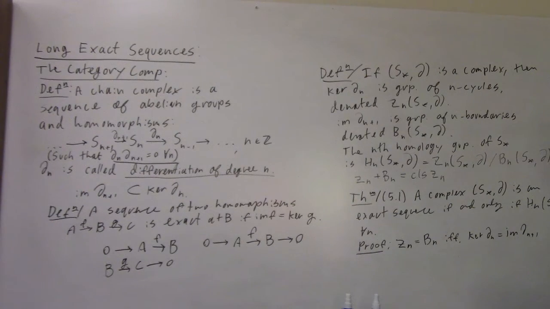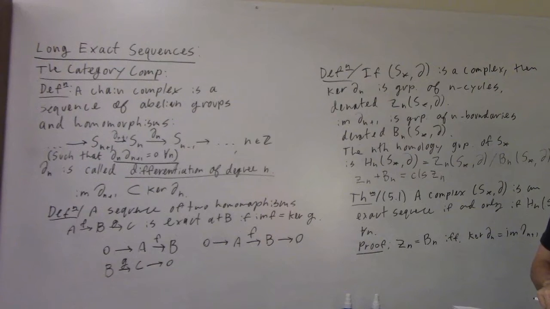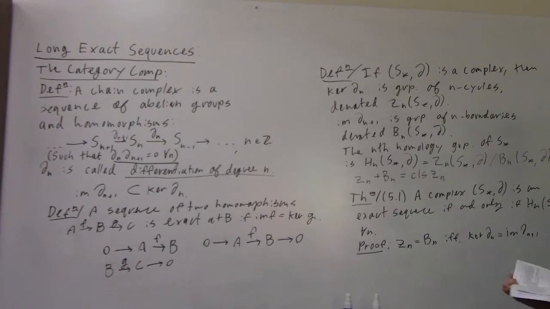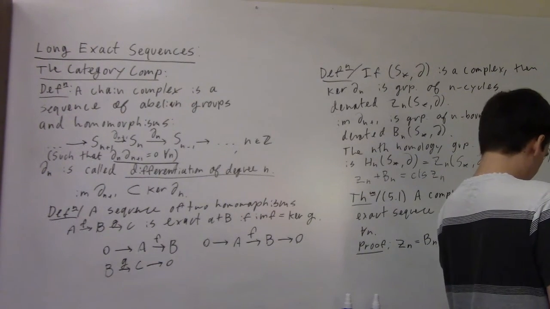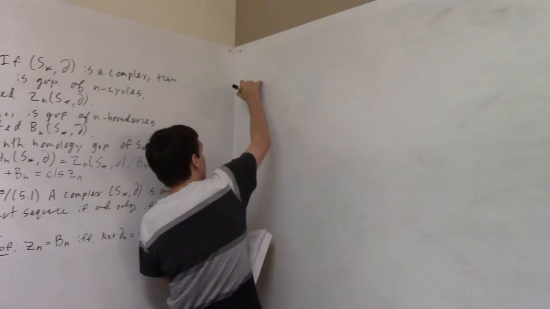Alright, so you notice the subheading here is the category of complexes. Chain complexes actually form a category. So that's our next definition here. We define the morphisms of that category, which are chain maps. So move over here. Definition.